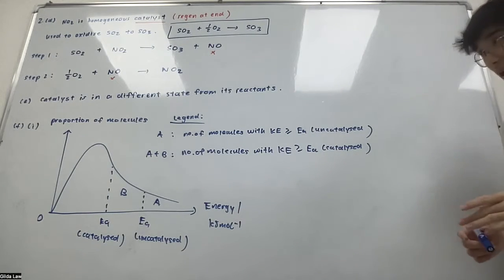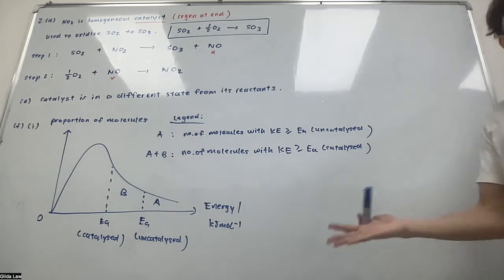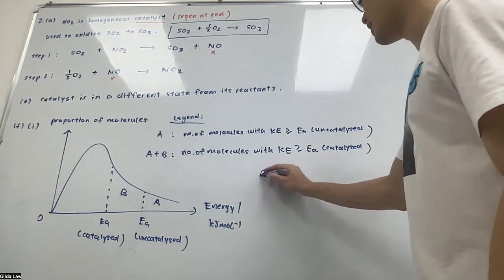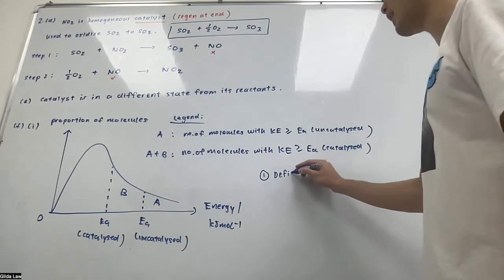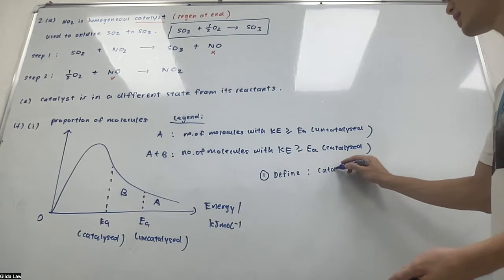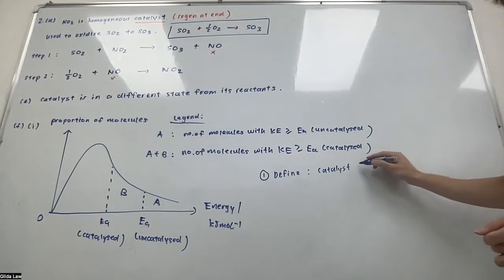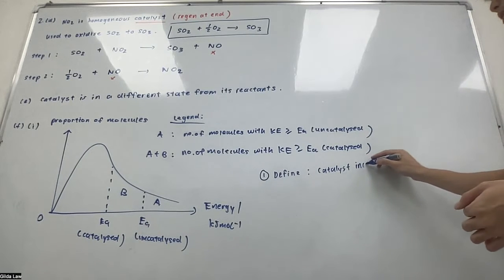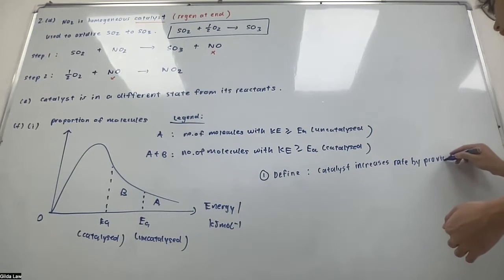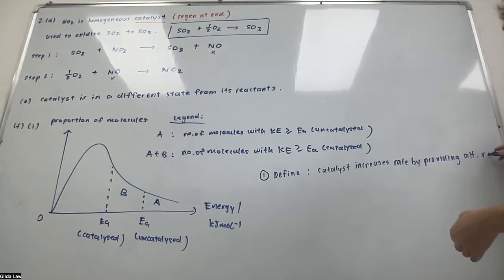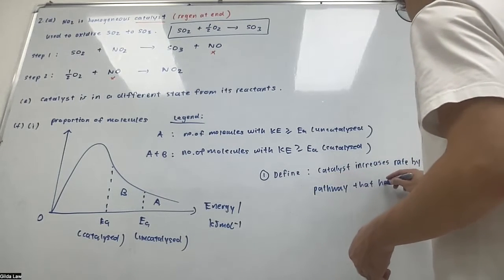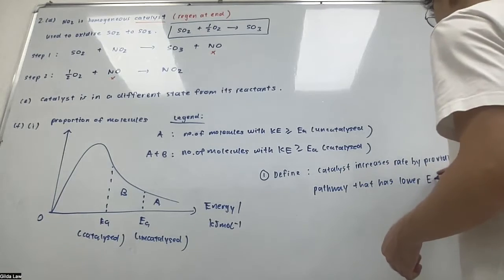To answer the next part, how do you explain this, how does it actually increase? I want you to split your answer into 3 parts. First, write the definition of a catalyst. A catalyst increases the rate of the reaction by providing an alternative reaction pathway that has a lower EA. That's the first thing already. Just copy and paste the definition.